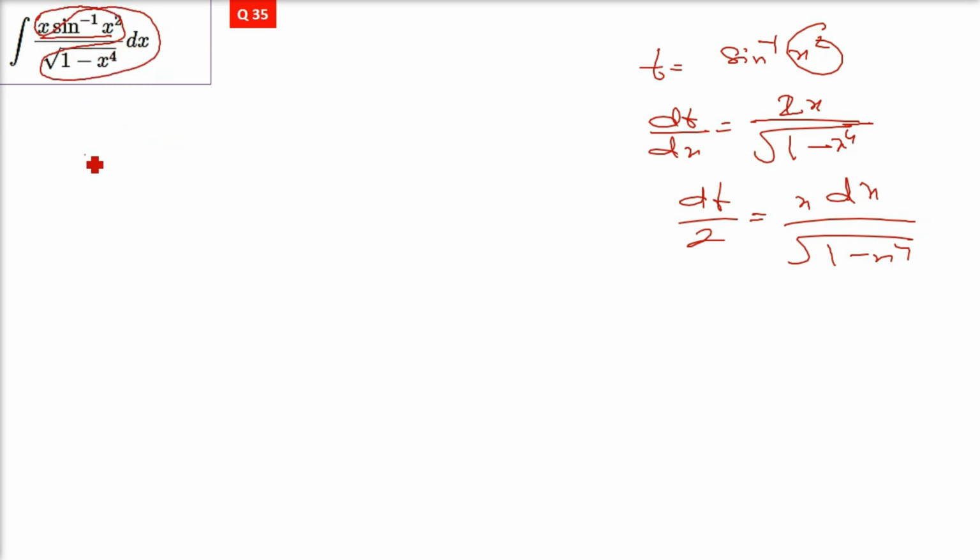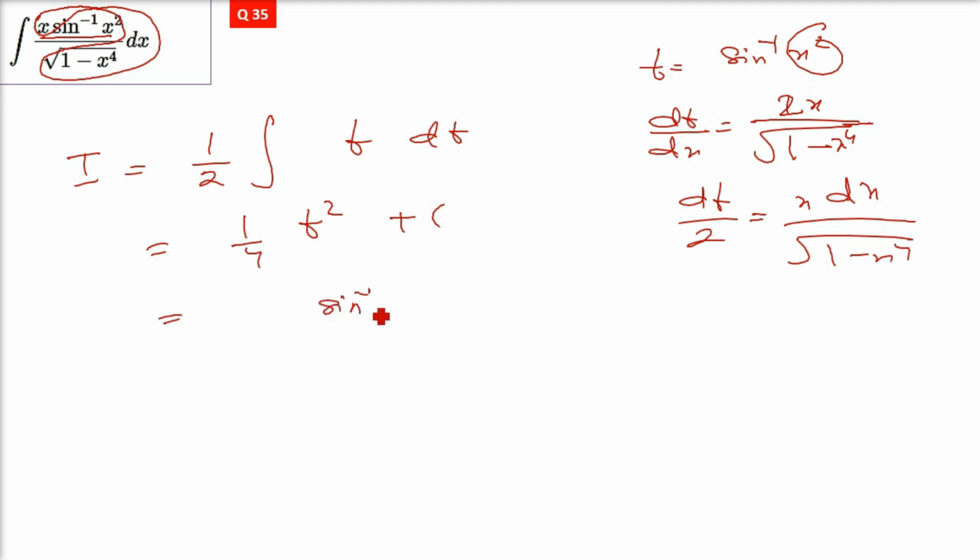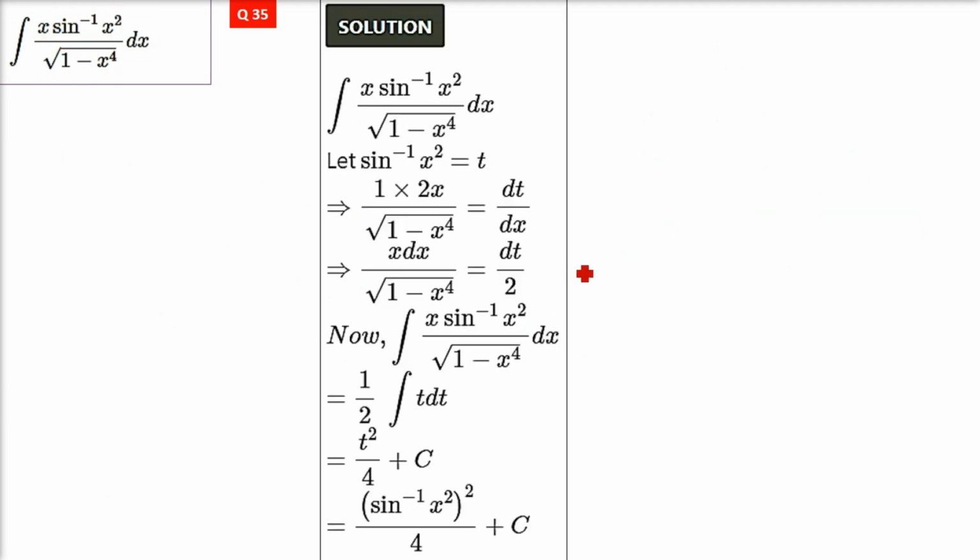So this integration, in form of t, will be 1 by 2, because this dt by 2, 1 by 2 you can take outside, dt will remain here, and then we have this t. So it will be t square, this 2 is already there, so t square by 4, plus constant of integration. Now what is t? Sine inverse x square. You can just square it, divided by 4 plus constant of integration is your result. So this is how you are going to write. I hope you have a better idea about this question now.